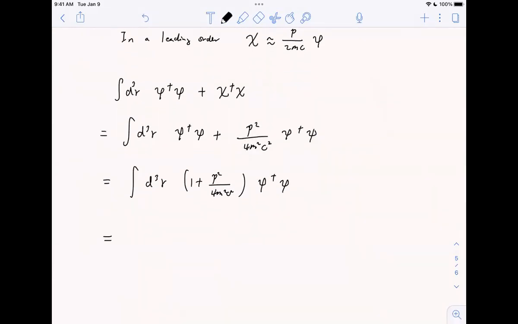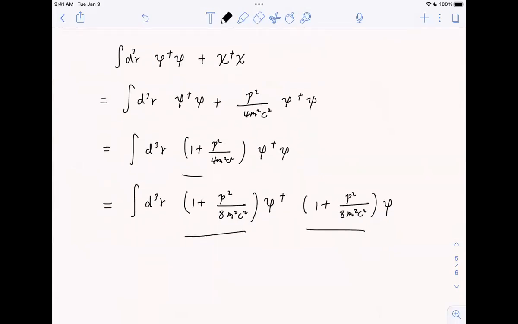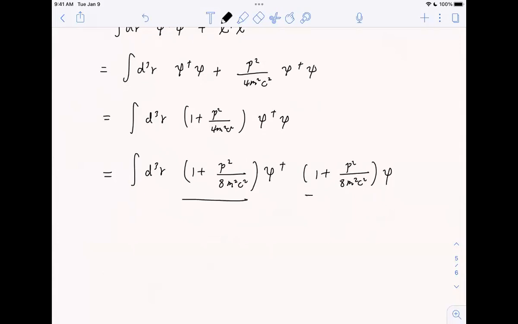Then we want to get the normalized wave function. You can do it this way. You can have 1 over p square, then you divide it by 2, and then multiply also this. You can check: this one multiplied by this one will give you this, if you neglect the 1 over c to the power 4 term. These two multiplied together will give you this, if you neglect the 1 over c to the power 4 term.